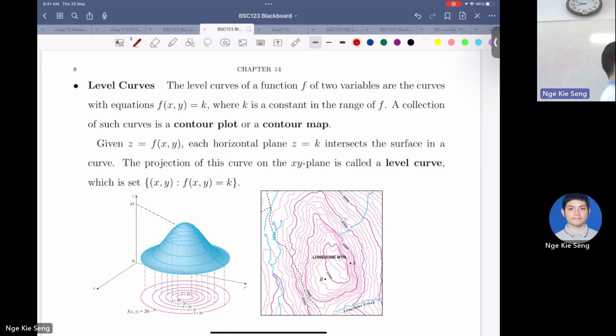Okay, so next, the level curves of a function f of two variables are the curves with equation f(x,y) equals k, where k is a constant in the range of f. And we call this curve a contour plot, or contour map.